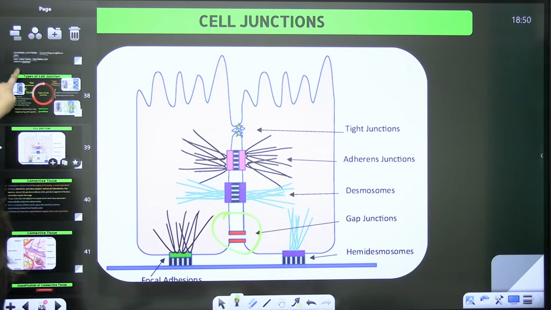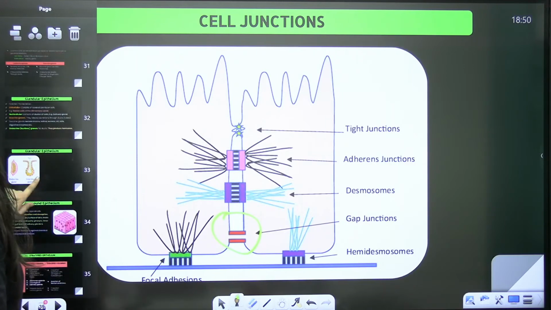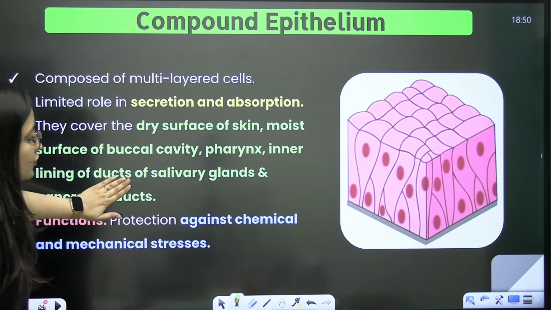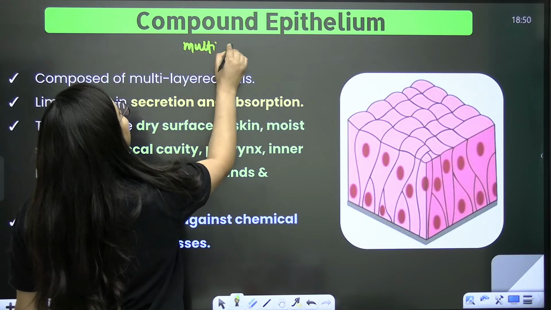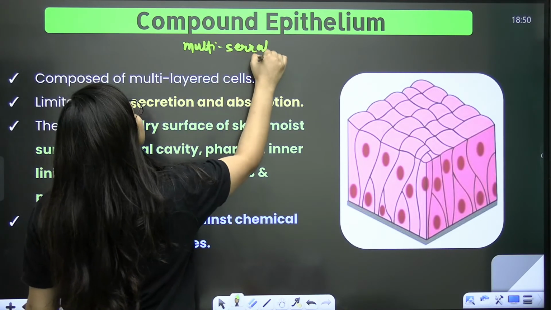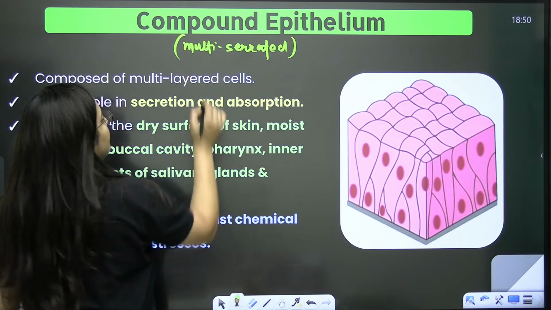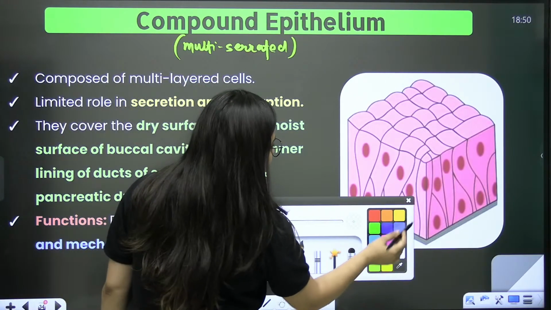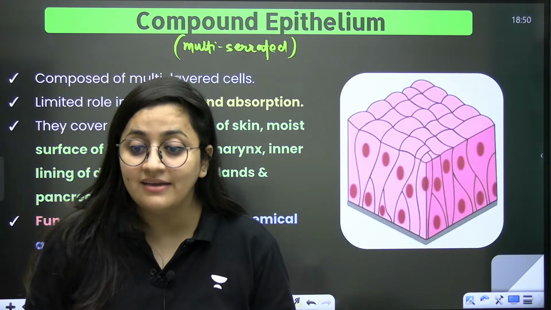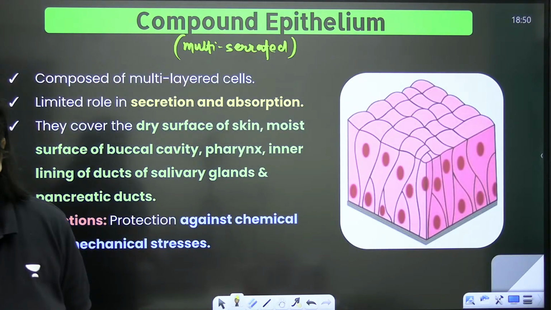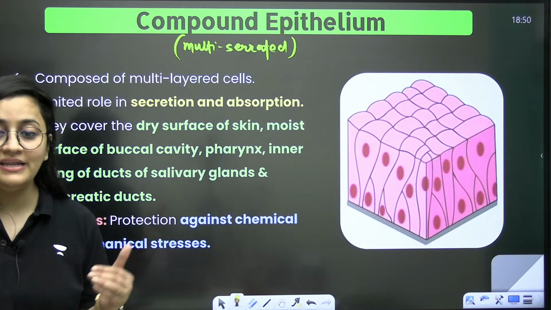Now we need to start the compound epithelium. As I said, it is multi-layered, so it is not made up of only one layer. There will be so many layers.